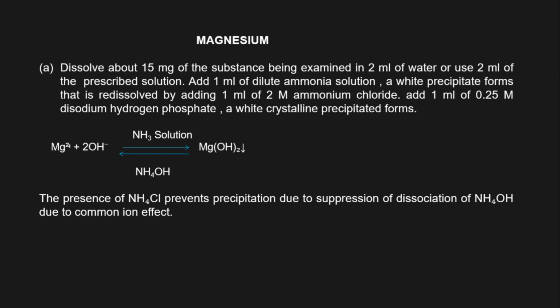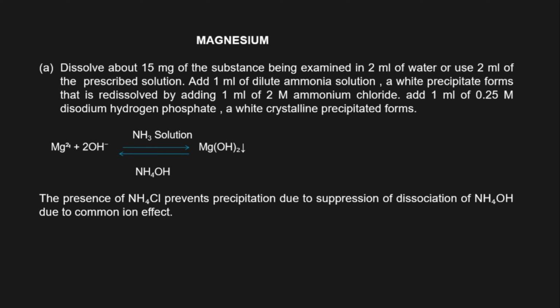Next cation which we have to deal here is magnesium. Its first method of identification is as under. Dissolve about 15 mg of the substance being examined in 2 ml of water or use 2 ml of the prescribed solution. Add 1 ml of dilute ammonia solution. A white precipitate forms that is redissolved by adding 1 ml of 2 molar ammonium chloride. Add 1 ml of 0.25 molar disodium hydrogen phosphate. A white crystalline precipitate forms. Given below is the reaction.